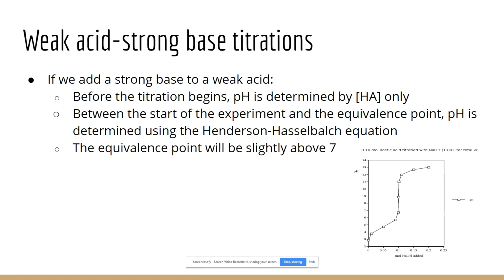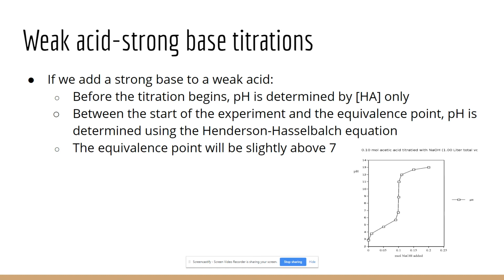Right, so this is just summarizing a lot of what I was just saying. So before the titration begins, meaning before you're adding any sort of base, the pH is determined strictly by the HA. You'd have to do an ice box, solve for H3O plus, and take the negative log of it. Once you start adding base to this, you're going to be creating A minus.